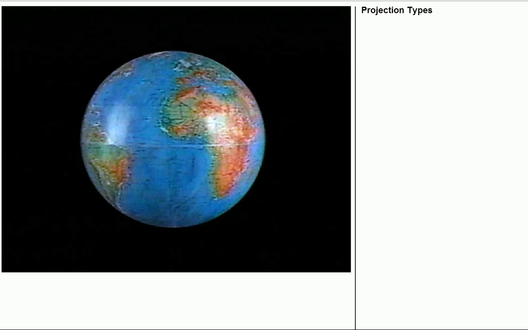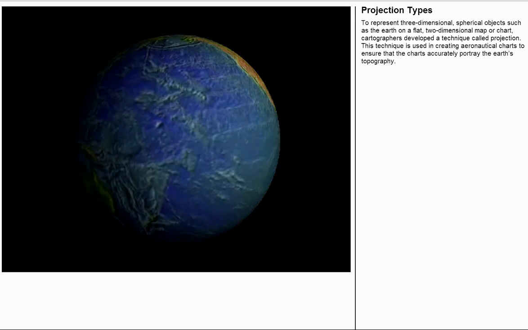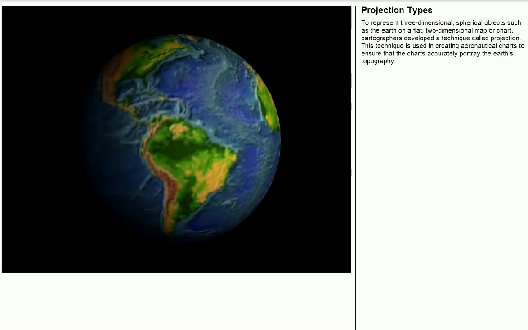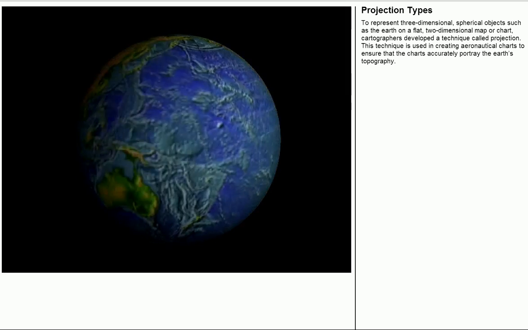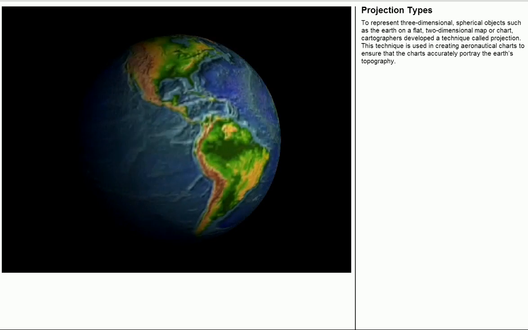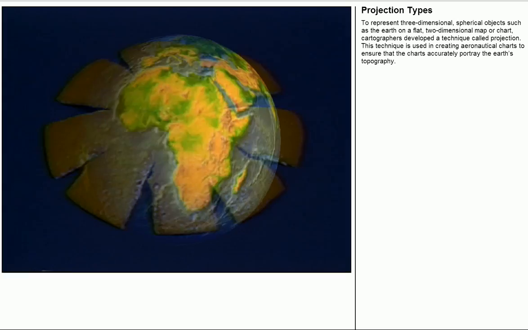Could you imagine trying to consult a big round globe in the cockpit, or trying to measure nautical miles along its curved surface? Fortunately, you have aeronautical charts to guide your navigational efforts. To represent three-dimensional spherical objects, such as the Earth, on a flat, two-dimensional map or chart, cartographers developed a technique called projection. This technique is used in creating aeronautical charts to ensure that the charts accurately portray the Earth's topography.